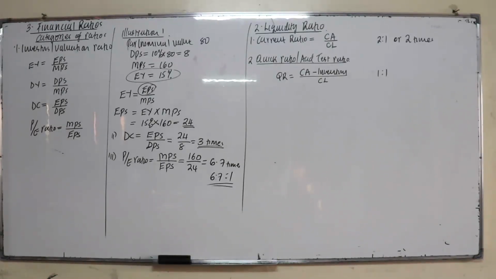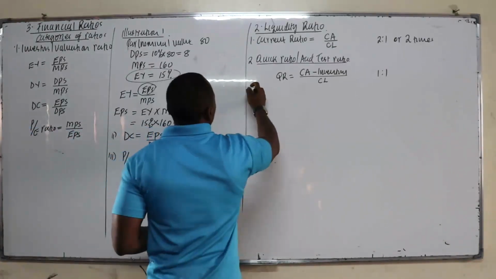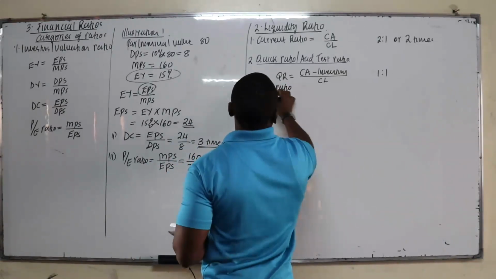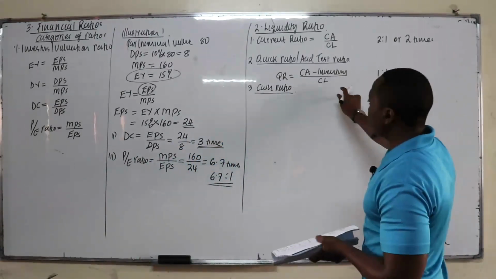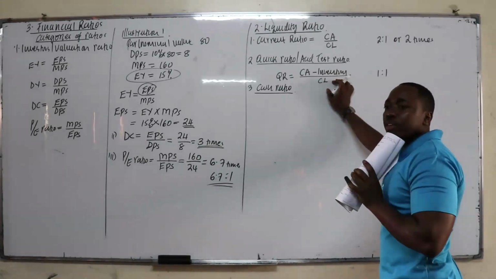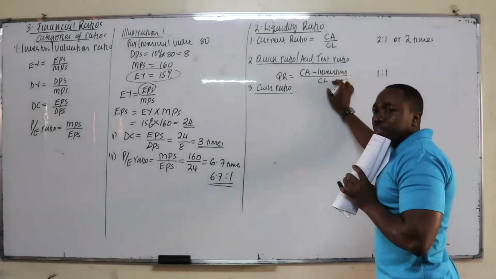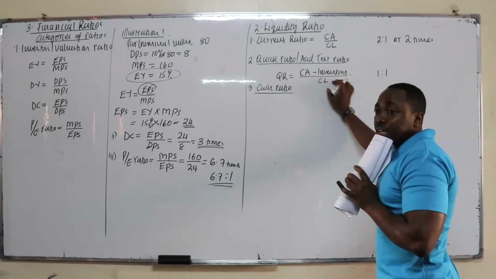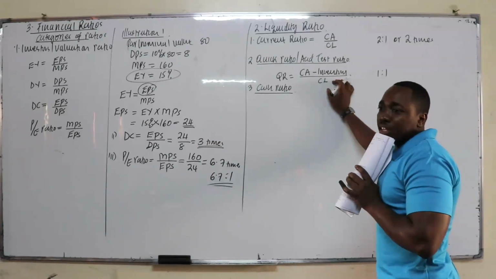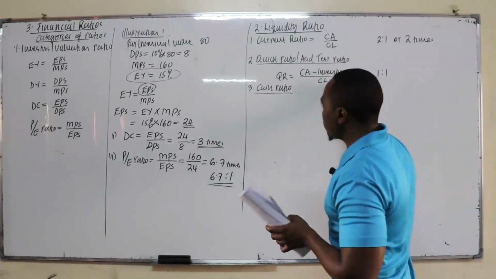Number 3, we have the cash ratio. The cash ratio shows the ability of the company to settle current liability from its cash and cash equivalents. What are cash and cash equivalents? They include cash at bank and any marketable securities, such as financial assets at fair value, treasury bills, all that.